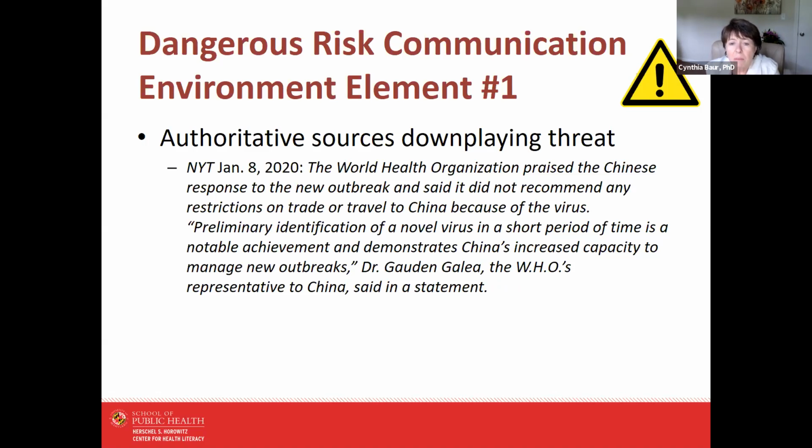And the statement was very reassuring that the Chinese government had things under control and there was no need really to recommend any restrictions on trade or travel because of this virus. So there was a very sort of reassuring tone to this message that things were under control. But at the same time, we will see that there were some other messages indicating that leading experts did not really know what this situation was about.